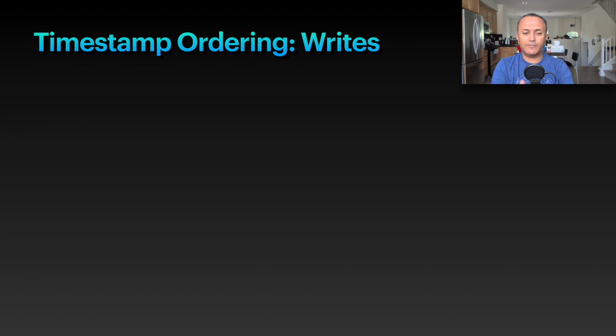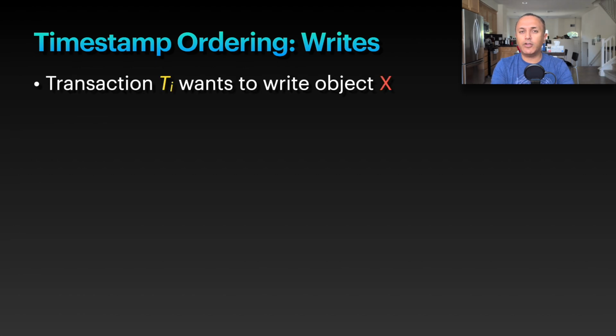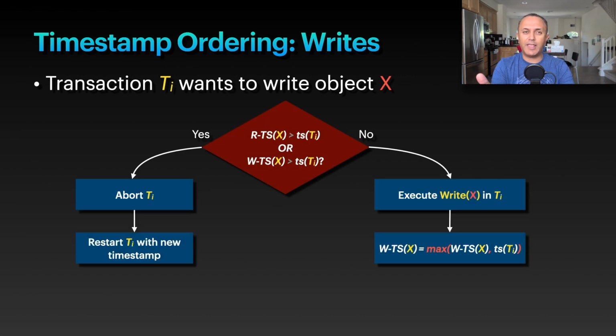In the case of writes, we do something similar. So now Ti wants to write object X. We have to do a similar check, but now instead of checking only the write timestamp, we have to check both the read and the write timestamps. If either of those exceeds what the current transaction is doing, then basically this transaction is writing something that has been read or written by a future transaction, which again violates the order that we're looking for. In that case, we abort the transaction, and again, we restart it later on with a new timestamp. Otherwise, we allow the write to go on, and then we update the write timestamp of X. So this is what happens in theory.